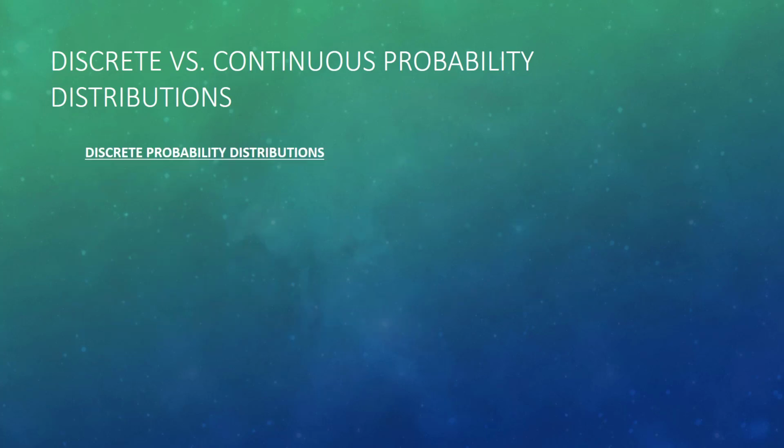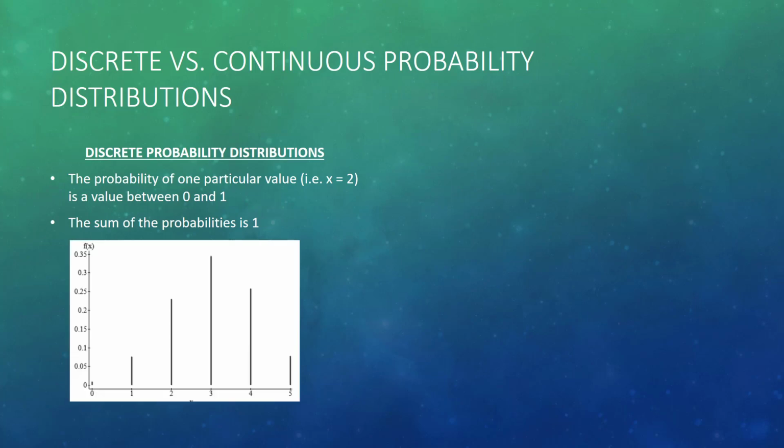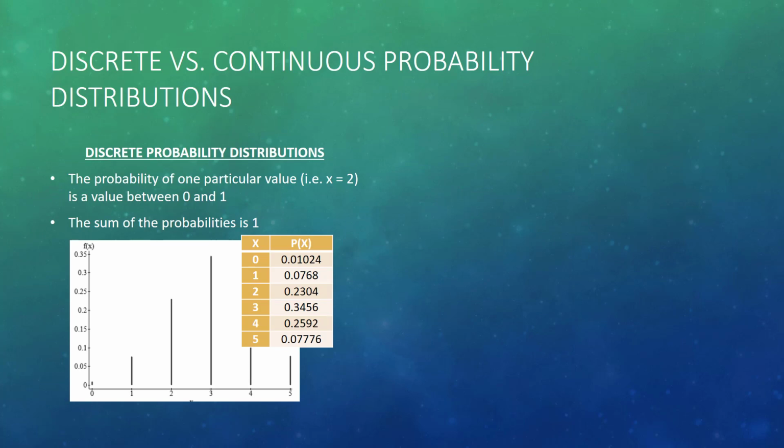Discrete probability distributions. The probability of one particular value, for example, x equals 2, is going to be a value between 0 and 1. The sum of the probabilities is 1. Discrete probability distributions, when we graph them, look something like this. We can also express a discrete probability distribution as a table, such as the one shown here.